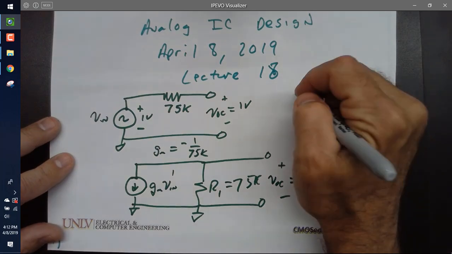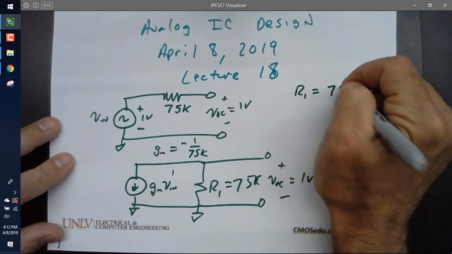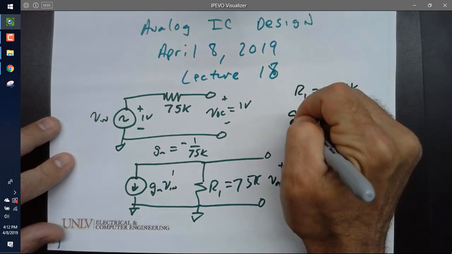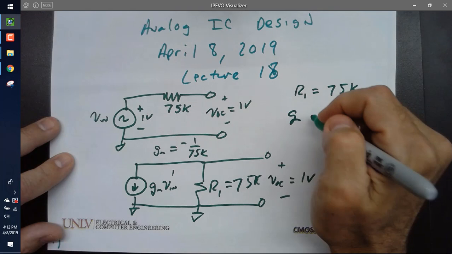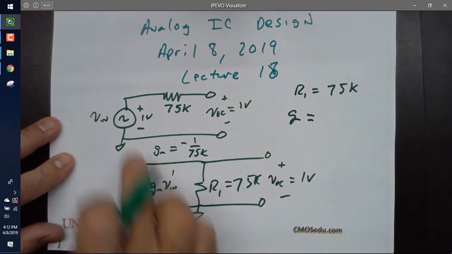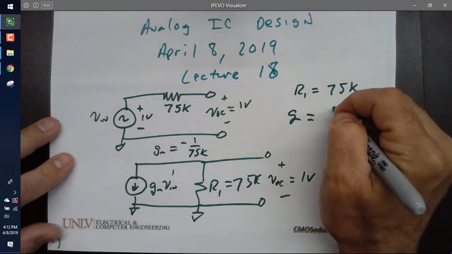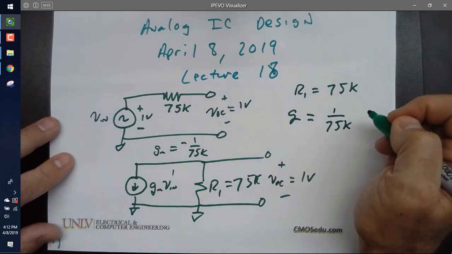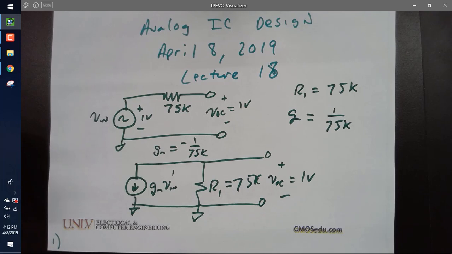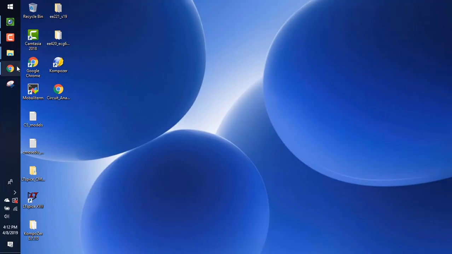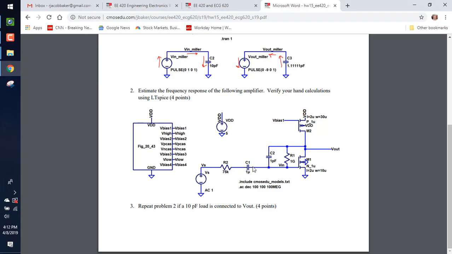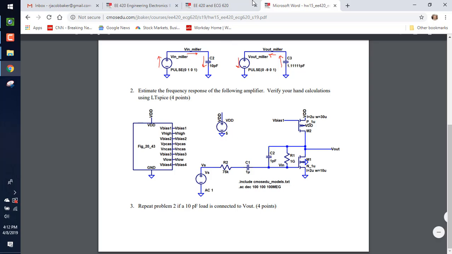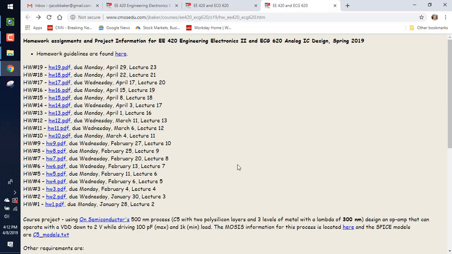So I'm going to write those down. R1 equals 75K. GM, I'm just going to use, because it doesn't matter, it's AC, you can flip it around. I'm just going to say 1 over 75K. Now, you note in this problem that you have an R and a voltage source, right? For, let's see what the next homework problem is.